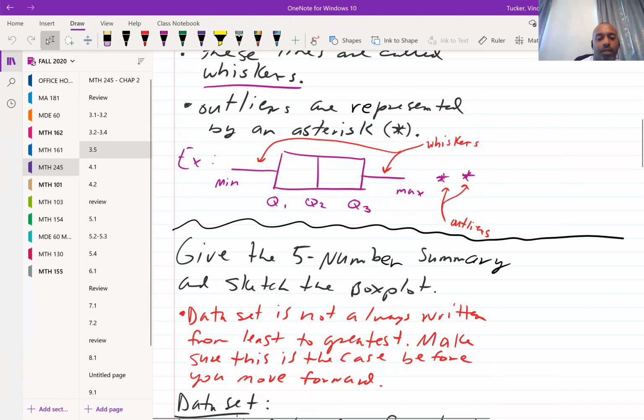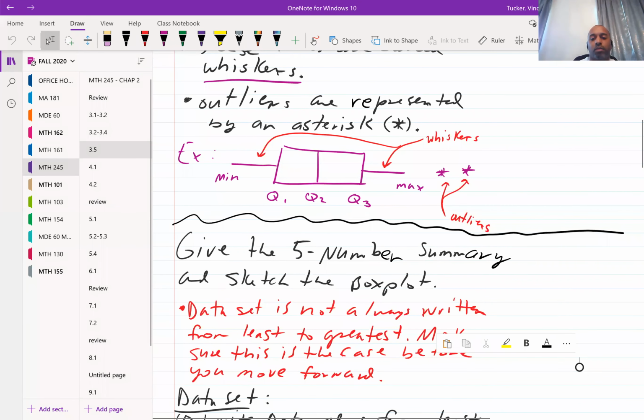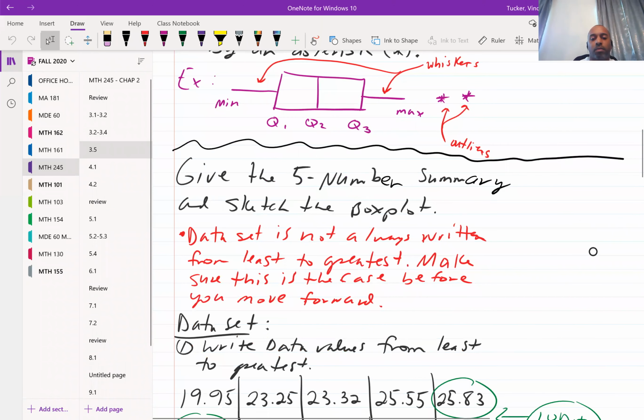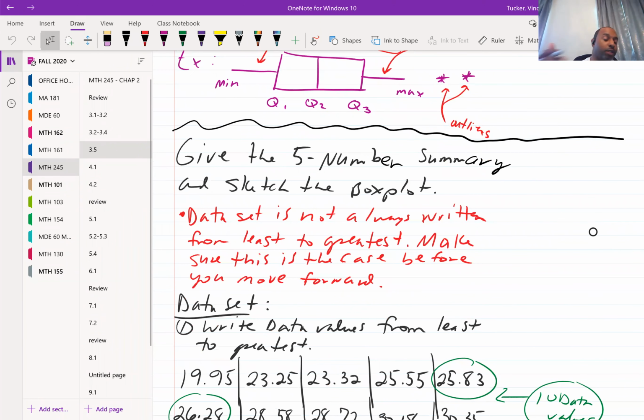So in the red, I was just stating the fact, I think I mentioned to you already, a data set is not always written from least to greatest. Make sure this is the case before you move forward. So you always want to make sure your data set is written from least to greatest. So we're going to run through the process that we just finished doing last section once again.